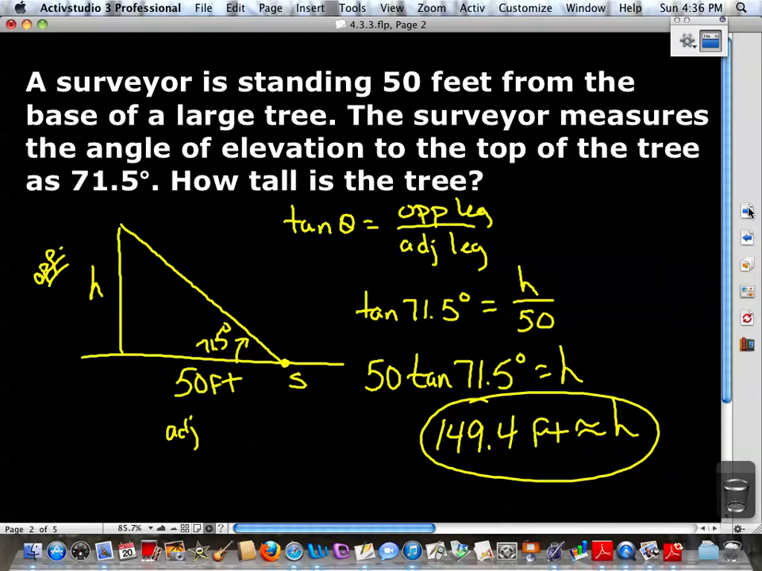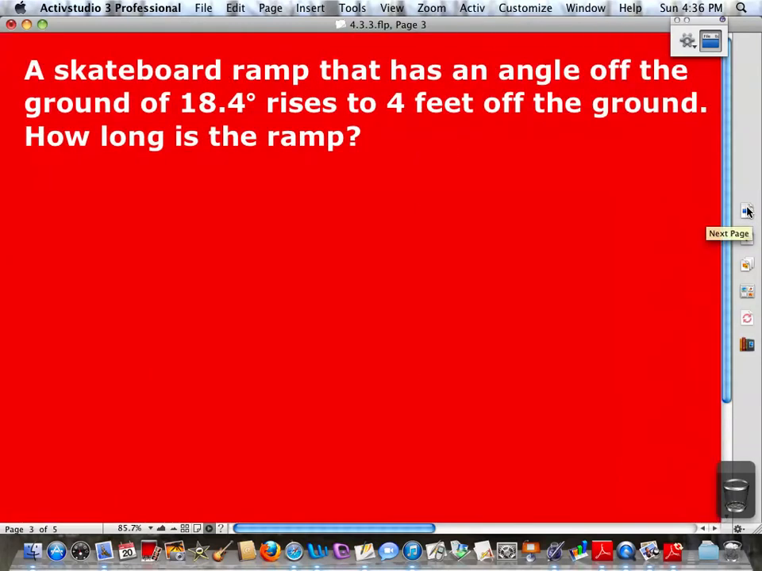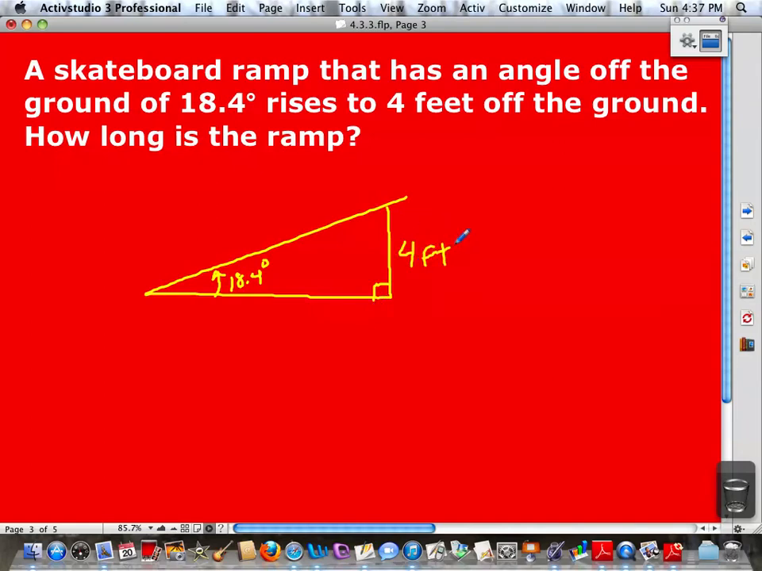Okay? Let's look at another one. A skateboard ramp has an angle off the ground of 18.4 degrees, and rises to 4 feet off the ground. Okay? And again, it doesn't matter which direction you're going here. So here's the ground. The angle of the ramp from the ground is 18.4 degrees. And it says that the height of the ramp is going to reach 4 feet off the ground. How long is the ramp? Well, the ramp itself is this piece right up here. Okay? So we're looking for the length of the ramp.